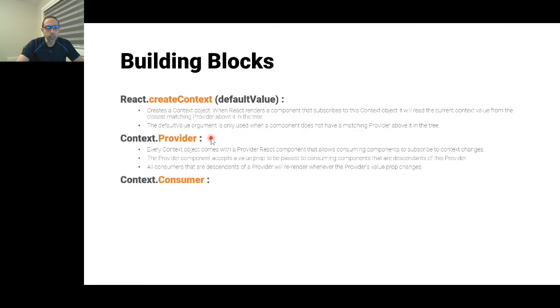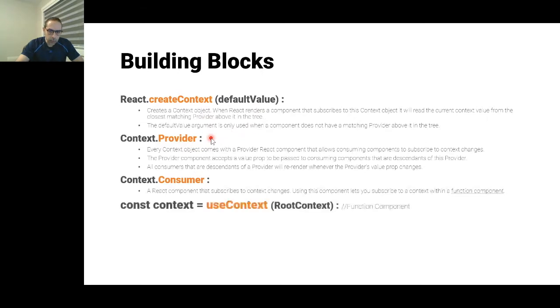Then the third building block is the context consumer. This is where you utilize the state that has been passed from the parent, or from one of the component tree nodes, to a certain consumer. So this is the consumer sitting somewhere in the tree. Next, you can also consume the context through useContext, and this is for function components.